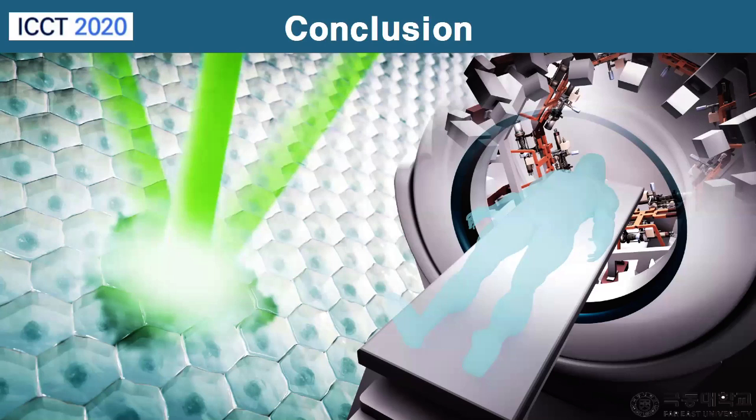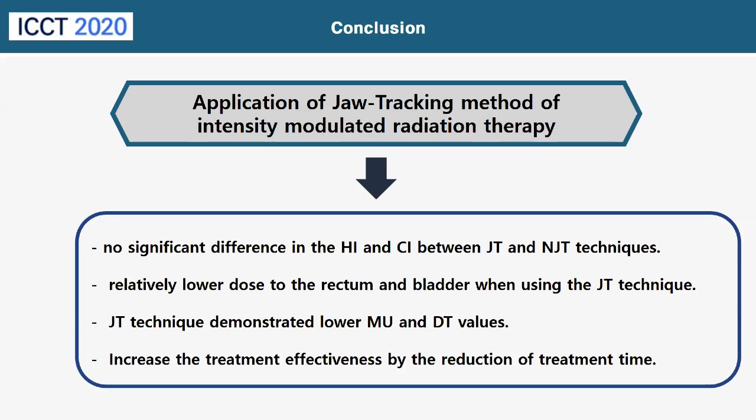Conclusion. This study identified no significant difference in the homogeneity index and the conformity index between jaw tracking and the non-jaw tracking technique. On the other hand, those evaluation in normal organs showed a relatively lower dose to the rectum and bladder when using the jaw tracking technique.